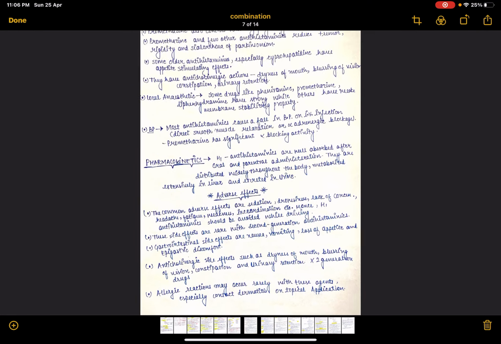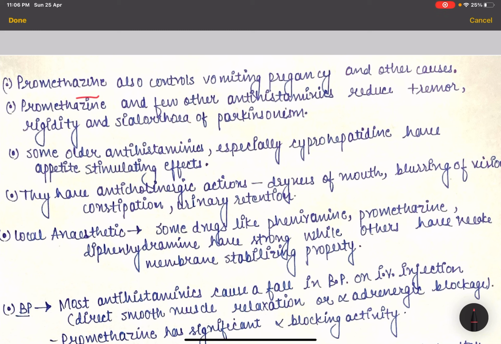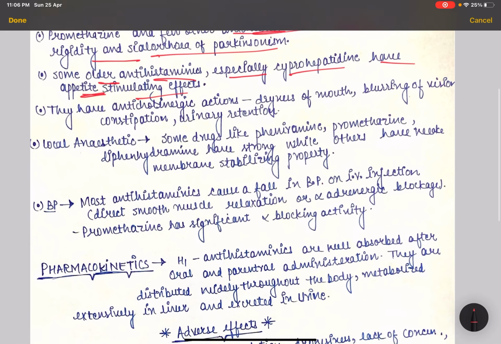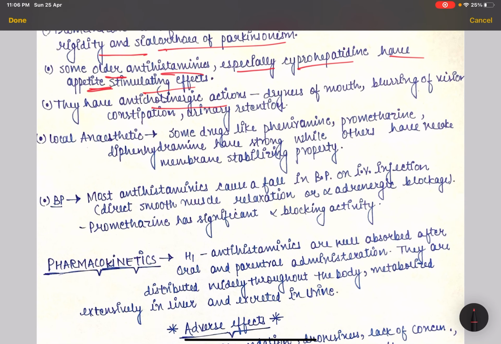Like promethazine, which we discussed, is highly sedative. It also controls vomiting in pregnancy and other causes. Promethazine and a few other antihistaminics reduce tremor, rigidity, and Parkinsonism. Some older first generation antihistaminics, especially cyproheptadine, have an appetite stimulating effect. And they have anticholinergic effects, which cause dryness of mouth, blurring of vision, and constipation. These are basically adverse reactions.